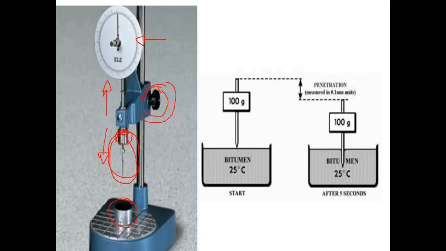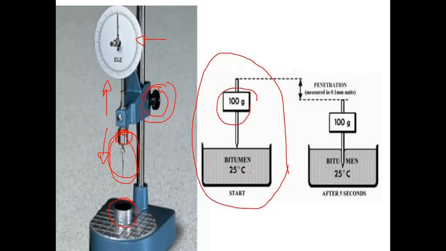Now touch this needle to the top surface of the bitumen. You can see this is our initial position before the penetration. The needle is 100 gram, and the temperature of the bitumen is 25 degrees Celsius. One more thing to remember is that we need to carry out the test at 25 degrees Celsius. After allowing the penetration for 5 seconds, because of the weight, the needle will penetrate the bitumen. This distance is called penetration, and it is measured by this dial gauge.